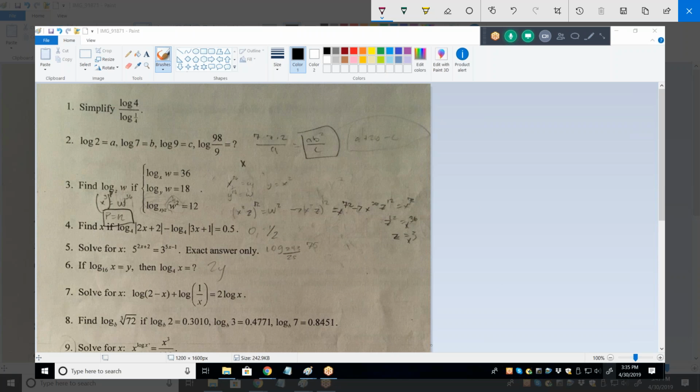Number 3. Find the log base z of w if that's equal to that, that's equal to that, and that's all equal to that. Okay. All right. And that is find the log base z of w. Log base z of w. Not missing any stuff there? No, sir.